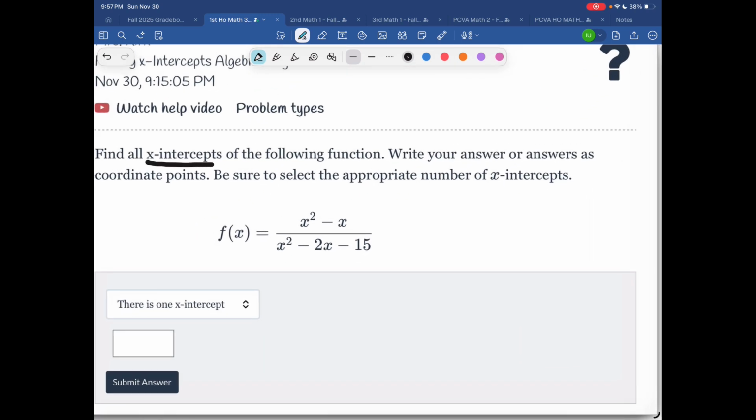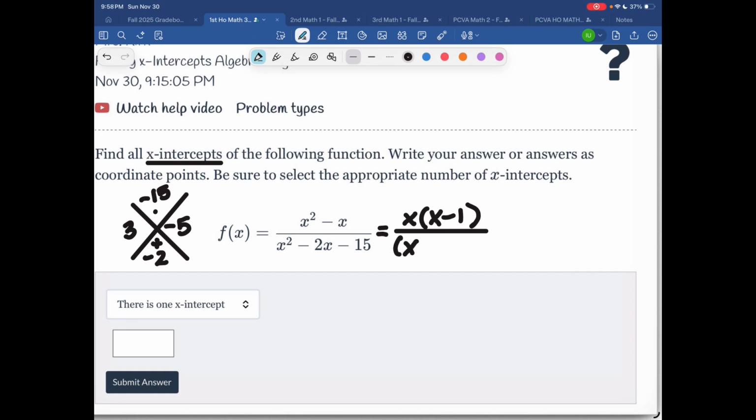All right, so the x-intercepts. So the x-intercepts are what's going to be left over after you've canceled all your pieces out. So we're going to factor. So GCF, we have x minus 1 after we take out that GCF of x. And then in the bottom, we need to find the multiples of negative 15 that add to give me negative 2. So we're going to have 3 and negative 5. All right, so we actually don't have anything that we can cancel here.